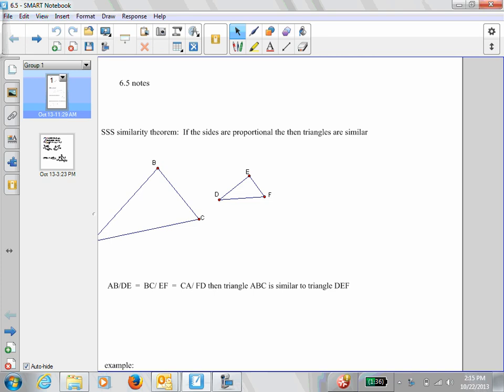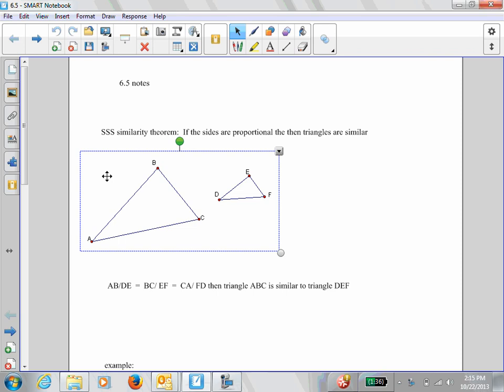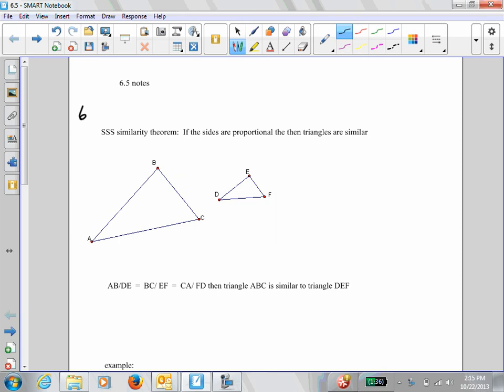Okay, here we go. 6.5. Ready? So which one are we on now? Are we on 6.6? Right, first one to be put on.